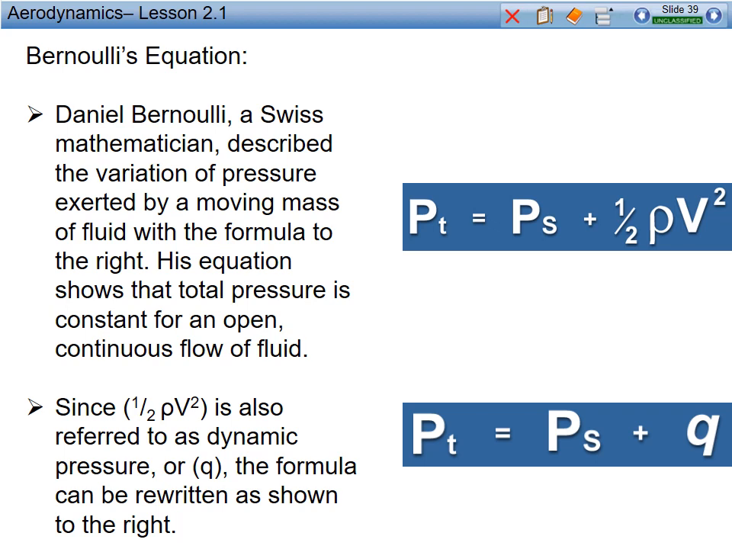Daniel Bernoulli was a Swiss mathematician who described the variation of pressure exerted by a moving mass of fluid with the formula to the right. His equation shows that total pressure is constant for an open, continuous flow of fluid. Pressure total is equal to pressure static plus 1/2 rho v squared, or Q.